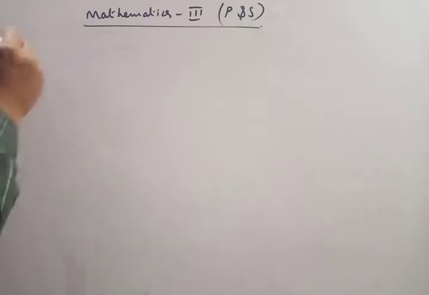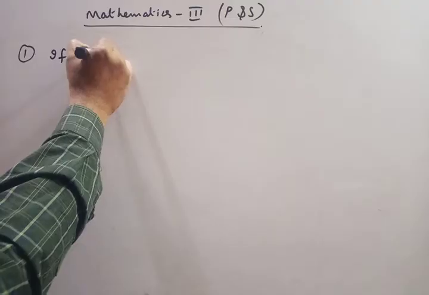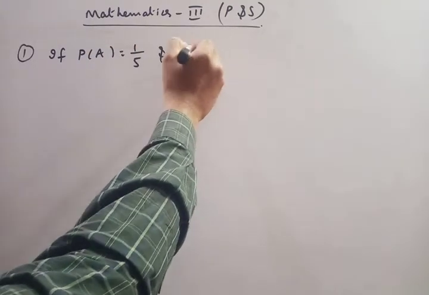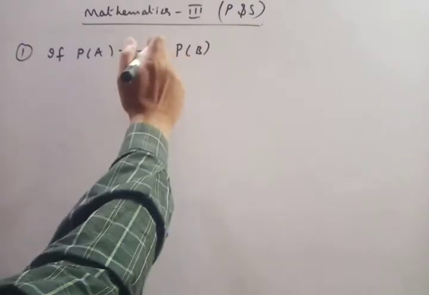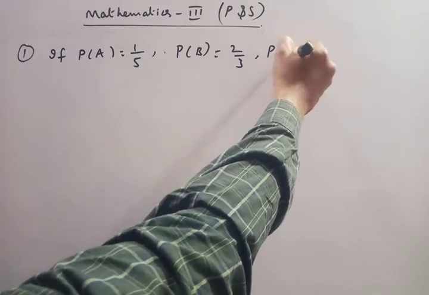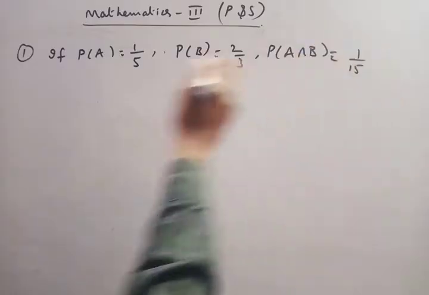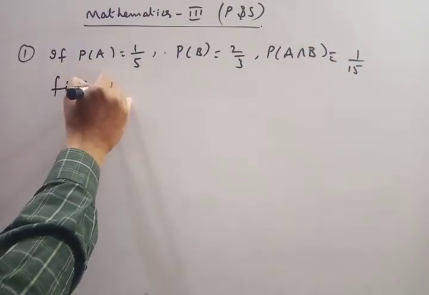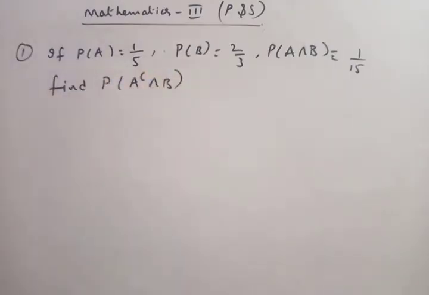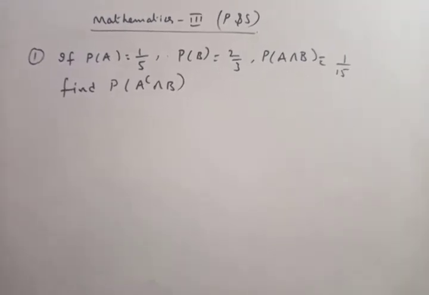What is the question he is asking? He is asking here, if P of A is equal to 1 by 5 and P of B is equal to 2 by 3, P of A intersection B is equal to 1 by 15. Then what is asked here? Find P of A complement intersection B. P of A complement intersection B he is asking. Okay. How to solve this problem?